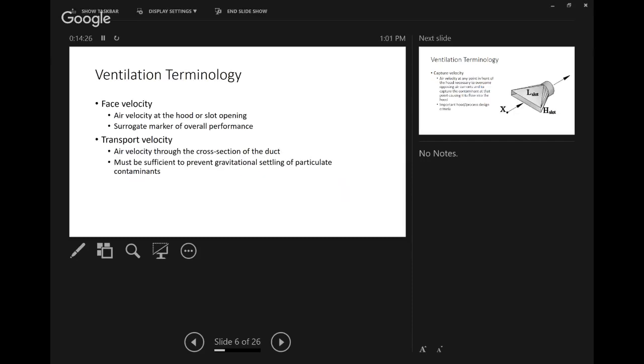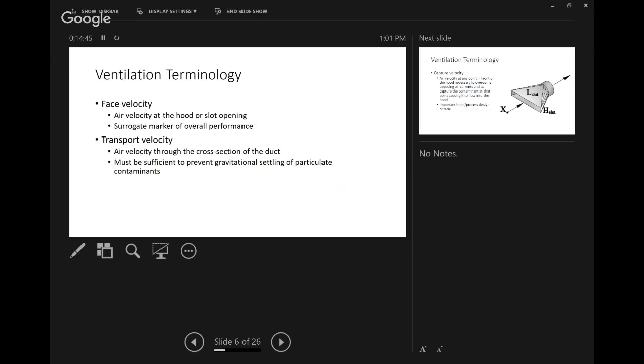There are a couple of types of velocity that we'll talk about: face and transport velocity. The type that we're going to measure later today at the chemistry lab is face velocity. So that is the velocity of the air at the face of a hood.